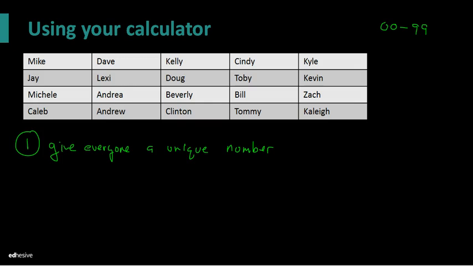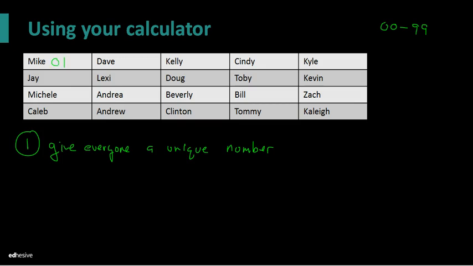There are 100 of those because 01 to 99 is 99, and then you throw in the 00. Don't say 01 through 100, because then you have a triple-digit number in 100. So 00 to 99 would be 100 different numbers. So I'm going to give everybody a unique number.